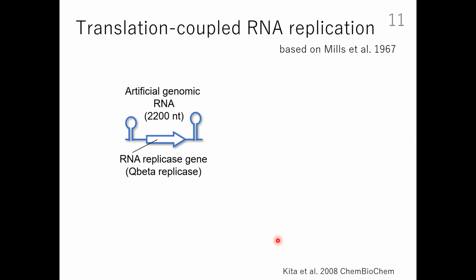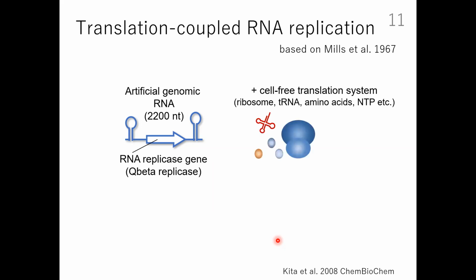But more precisely speaking, it's a catalytic subunit of the replicase. Now, this is the same replicase used in Spiegelman's case. And another factor, different from Spiegelman's system, is a cell-free translation system of E. coli. This is a reconstituted translation system. People call it a pure system.